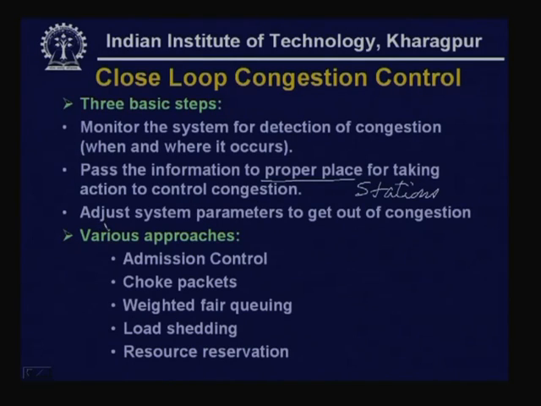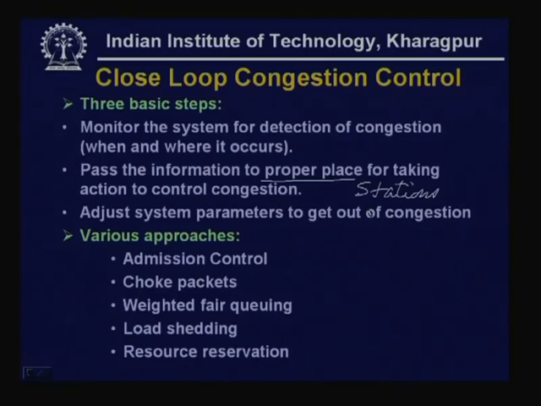Then the source node will adjust system parameters to get out of congestion. So, that means the closed loop congestion control techniques are used when the network is really in congestion, maybe it is in light congestion mode or heavily congested, whatever it may be, both will be detected. And there are various approaches used for congestion control. First, let us consider the admission control.